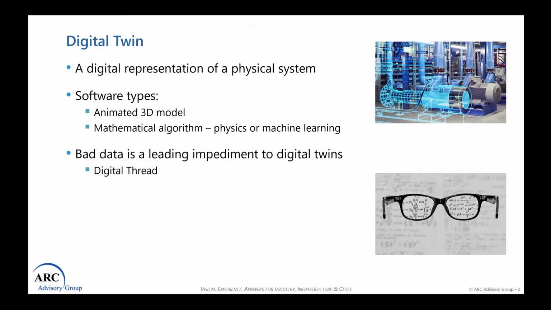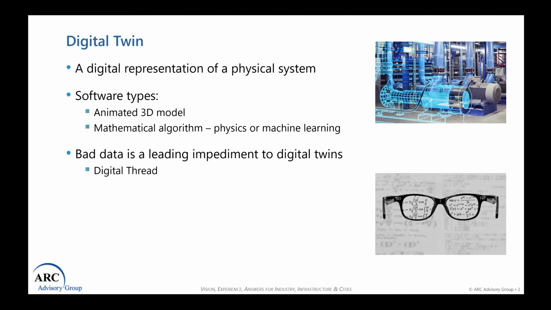ARC views a digital twin as a representation of a physical system. So you see up in the upper right-hand corner, there is a 3D image of a pump. And that is one way to represent a digital twin, to animate that based on real-time data. Another type of digital twin is really a math algorithm.